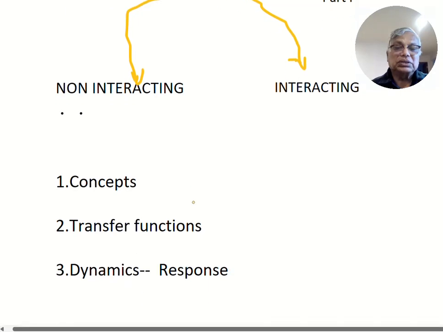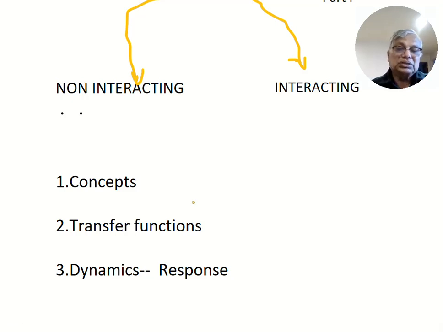This lecture will consist of these three topics. Number one is concepts: what is the meaning of non-interacting and interacting. Then, how do you write the transfer functions? Then third, what will be the dynamics, the response. Dynamics means the response for different types of inputs. We will study this for both non-interacting and interacting.